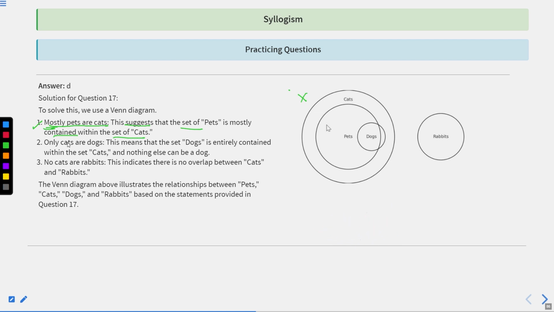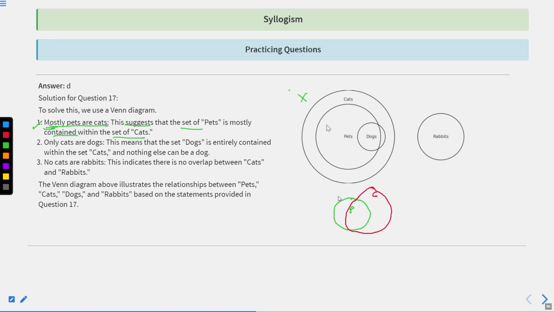So the first circle, which is going to represent pets. This is how the pets would look like. Okay, so this is P. And then you have cats. So cats can be drawn in this manner. So mostly pets are cats.